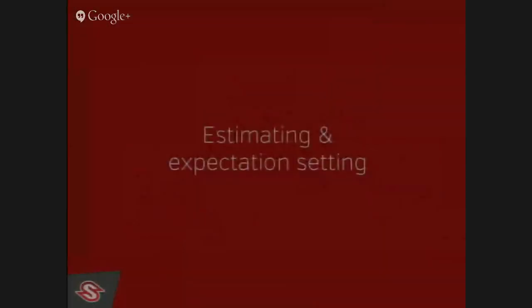Estimating and expectation setting. Again, fairly difficult, because you'll get into these situations where you thought it was going to take an hour or two, and 8 hours later, you're still beating your head against the wall with the same stupid problem. Tell me that has not happened to you. Who has that not happened to?